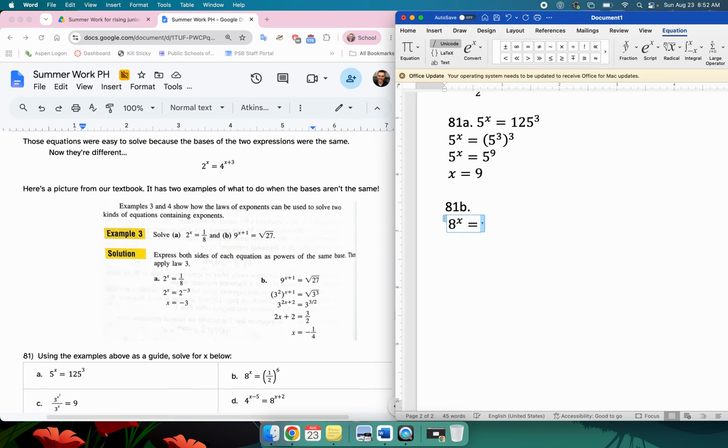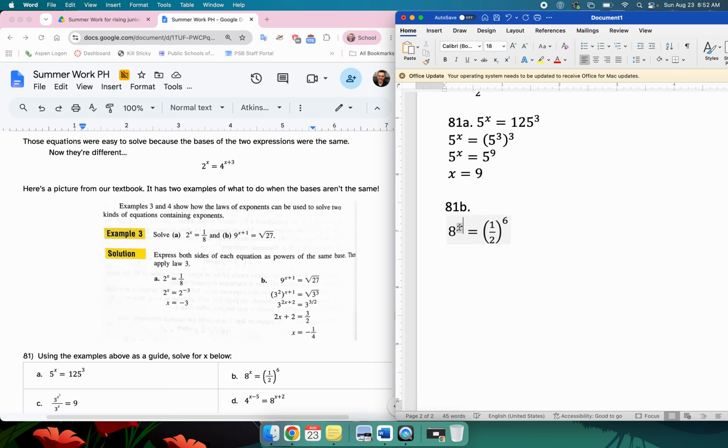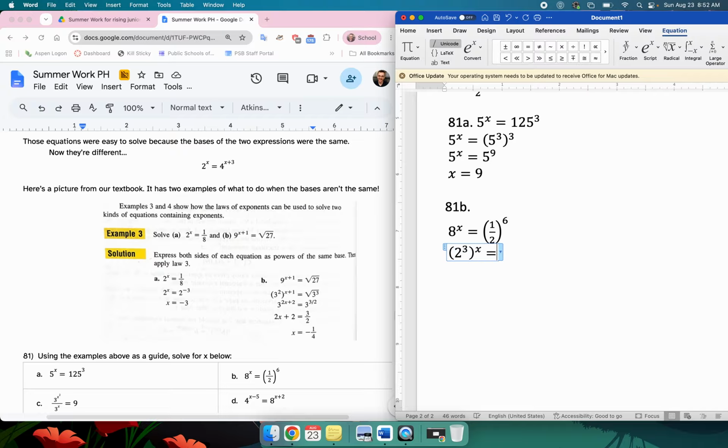In this next problem, I have 8 to the x is equal to 1/2 to the power of 6. Again, the bases are not the same, 8 is not equal to 1/2, but you can rewrite them so that they are. The idea, in all of these problems, is that the bases are all powers of the same number. In this case, 8 and 1/2 are both powers of 2. So I'm going to replace 8 with 2 cubed, and I'm going to replace 1/2 with 2 to the power of -1.